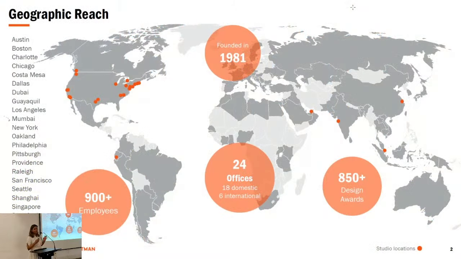Very quickly, what is Perkins? Perkins Eastman was started in 1981. So it's more than 4 decades old. And we have offices all over the world. Mumbai is a studio. So Mumbai studio was established to serve India, specifically India as a marketplace.